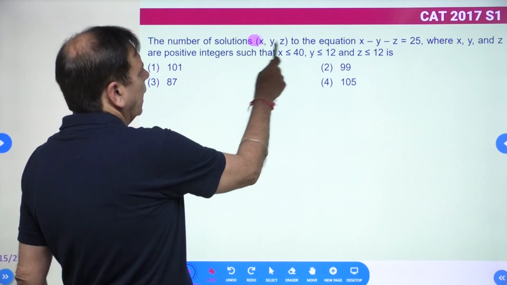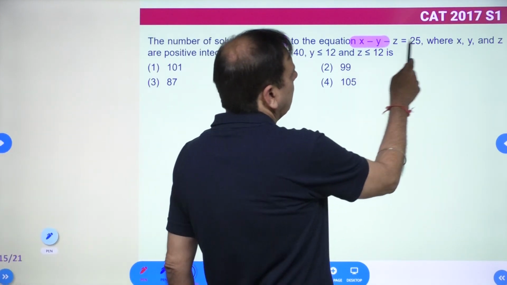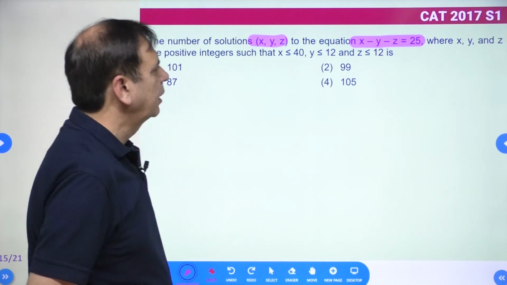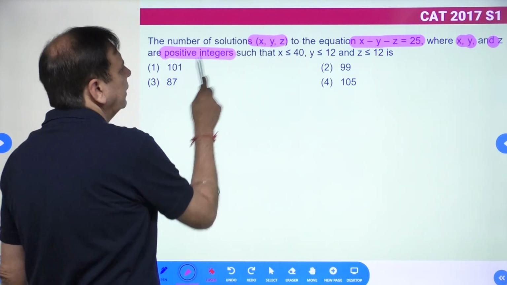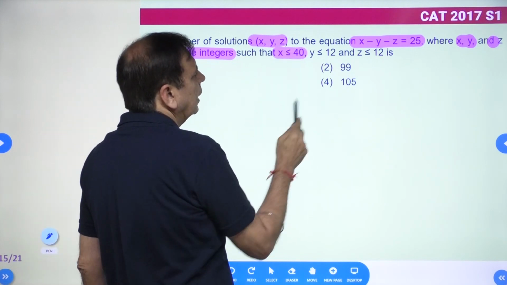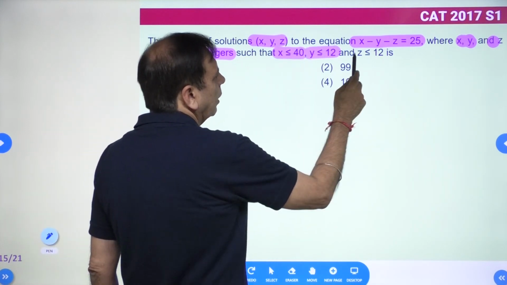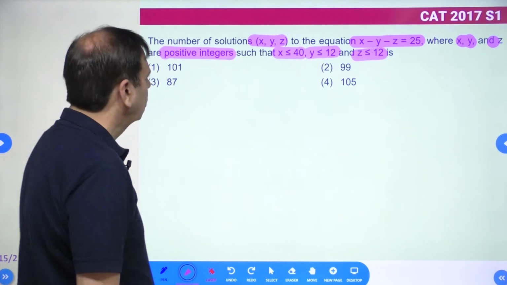The number of solutions x, y, z to this particular equation x minus y minus z equal to 25, where x, y, z are positive integers such that x is less than equal to 40, y less than equal to 12, z less than equal to 12. How many solutions are there?